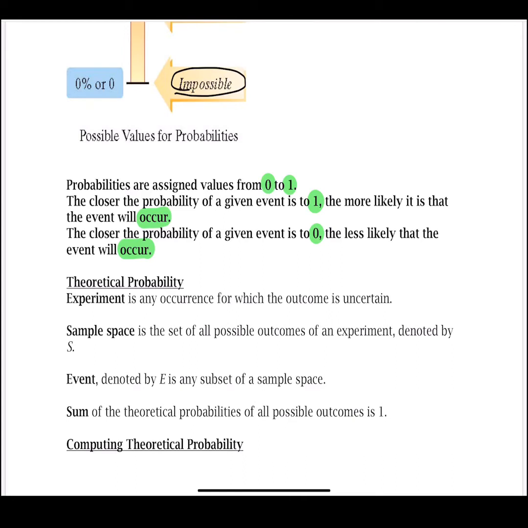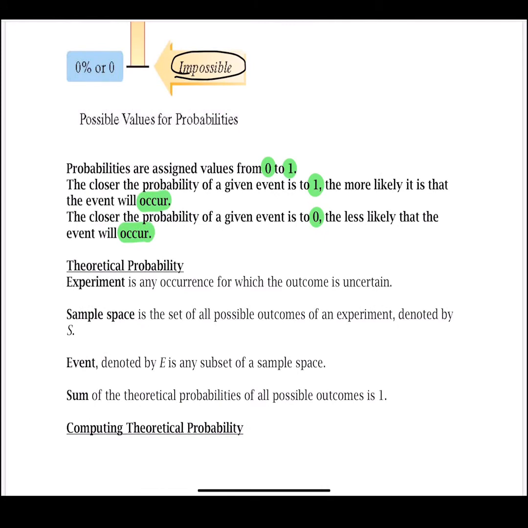So the next topic here is theoretical probability. There are different kinds of probability. One is theoretical probability, one is empirical probability, the other one is subjective probability. So the first thing we're going to look at is theoretical. There are certain terminologies that you have to know about probability, which is experiment. It is an occurrence of which the outcome is uncertain. So experiment: you're going to flip a coin. That's an experiment. You will take a card from a deck of cards. That's an experiment. So different things that you do are called an experiment.